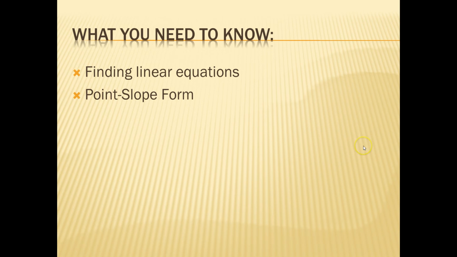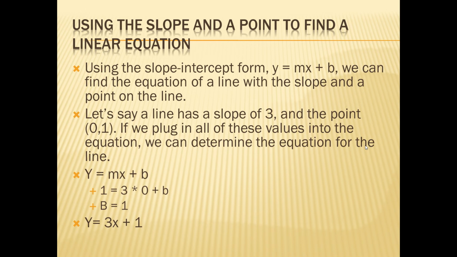In this video, we'll be going over two topics, finding linear equations and going over point-slope form. So using the slope and a point to find a linear equation. Using the slope-intercept form, y equals mx plus b, we can find the equation of a line with the slope and a point on the line.